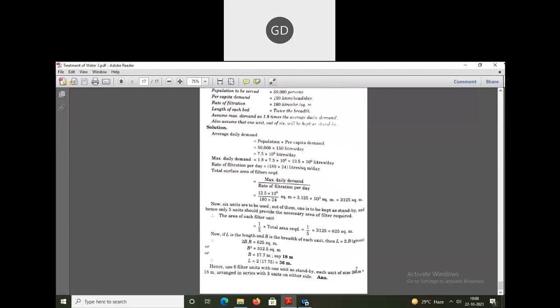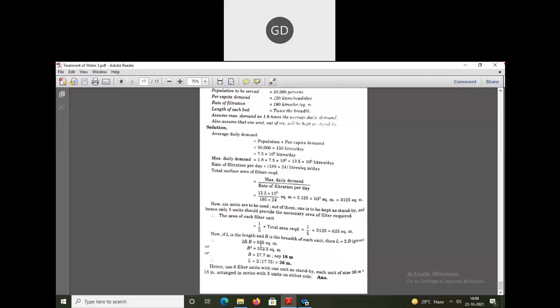Now we know that length is equal to twice B, that is given in the question. In the question, the length of each bed is equal to twice the breadth. So L is equal to 2B, that is given to you. Now just use this condition. We know that area is equal to length into breadth, so length into breadth is equal to 625 here.